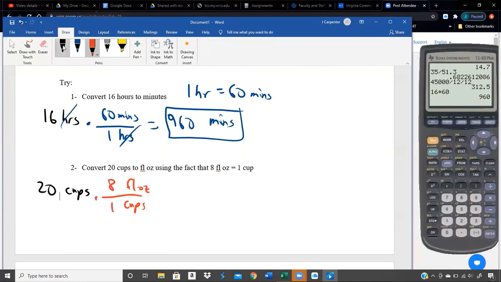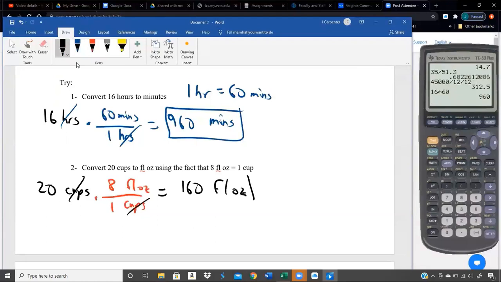Pay attention, be careful. Nobody's perfect, but as you check yourself, you can catch little mistakes. So that's just going to be 20 times 8. 2 times 8 is 16, tack on the 0, so that's 160. The cups cancel, and we're left with fluid ounces.